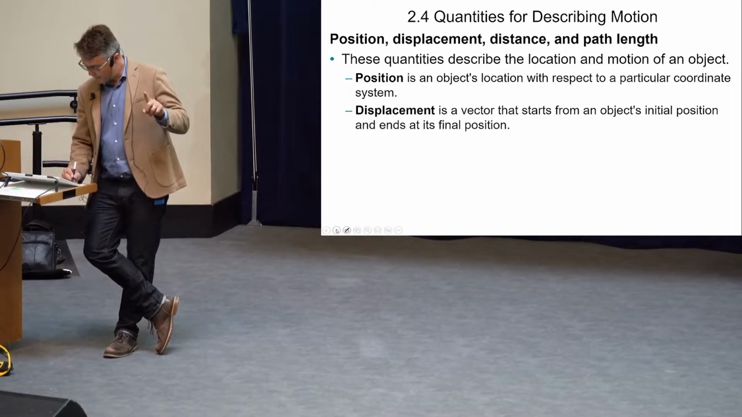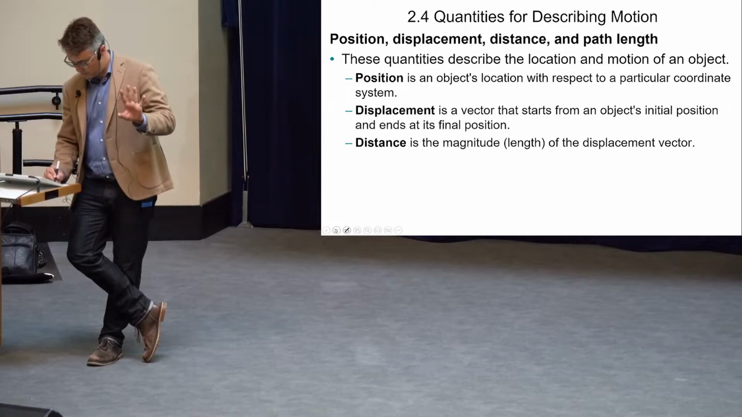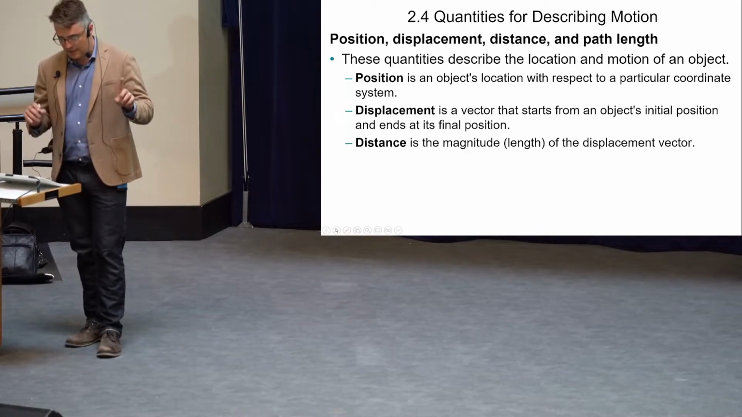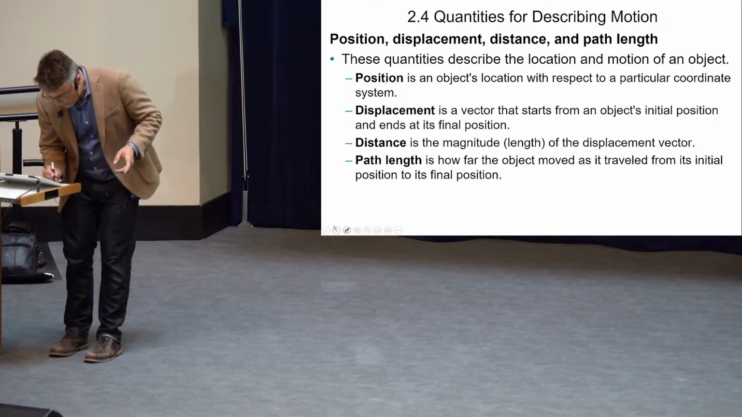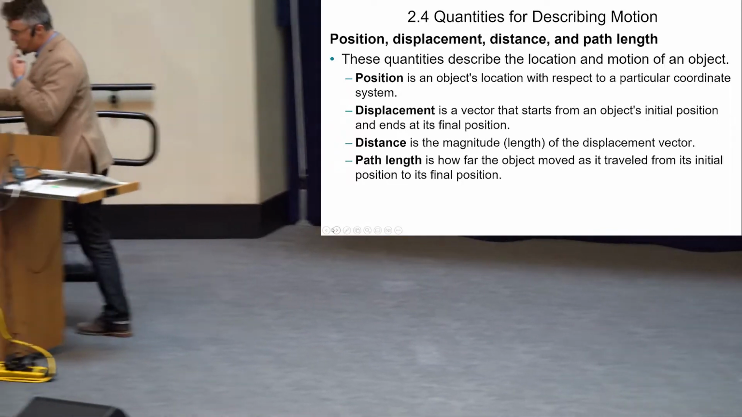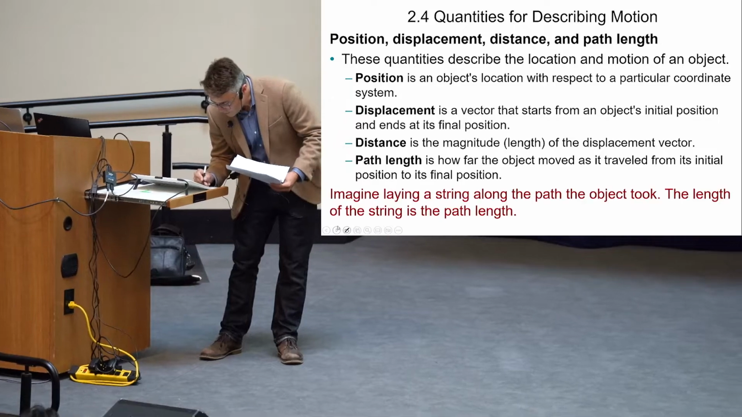Displacement is a vector that starts from an initial position and ends at its final position. And this is where I get mixed up. Distance is the magnitude of the displacement vector, and path length is how far the object moved as it traveled from its initial to its final position. So we're just going to draw it.